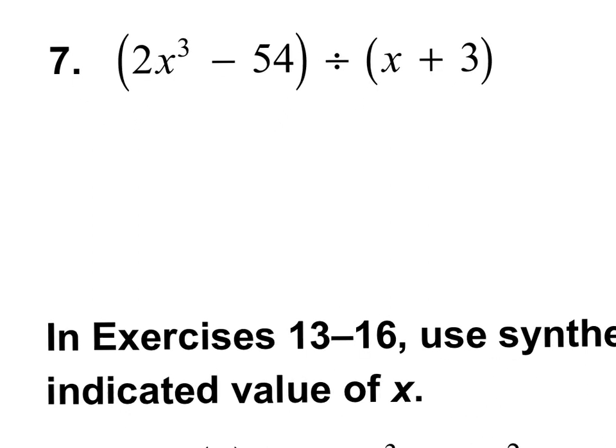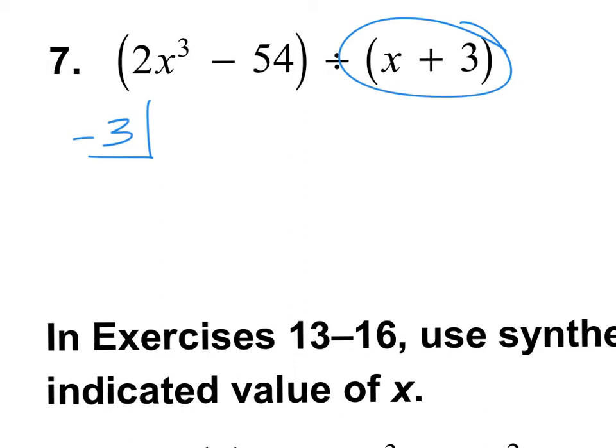Now, one little thing that you might run into is an example like here with number 7. So here in number 7, it starts out the same, where you figure out what makes your divisor 0, which is negative 3. But the problem is when you go to write your dividend without the variables, you'll notice that it skips a few terms. It goes right from x to the third to the negative 54. There is no x squared or x.